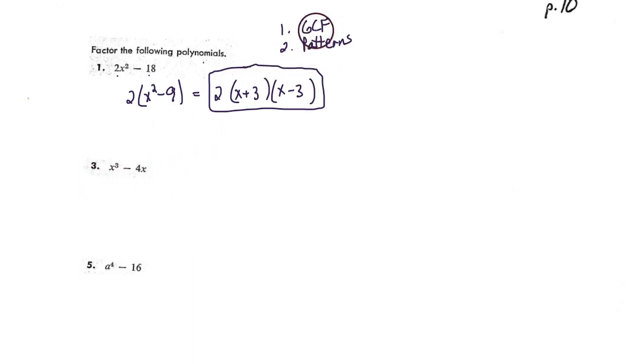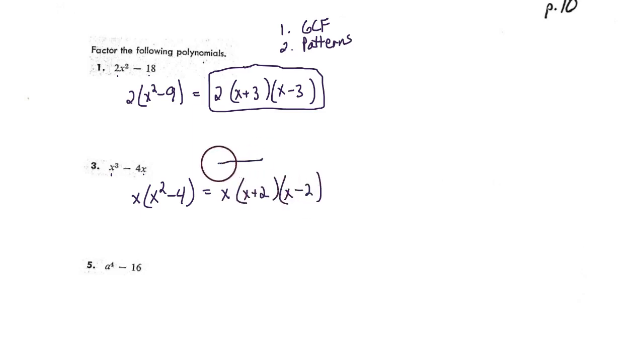Next one, the first thing you look for is GCF. Is there something that goes into here and into here? And there is. They both divide by x. So we get x squared minus 4. Now, is that a special pattern? Yes, it is. Just like x squared minus 9. That's called a difference of squares. It makes two sets of parentheses. X times x and positive 2 times negative 2.